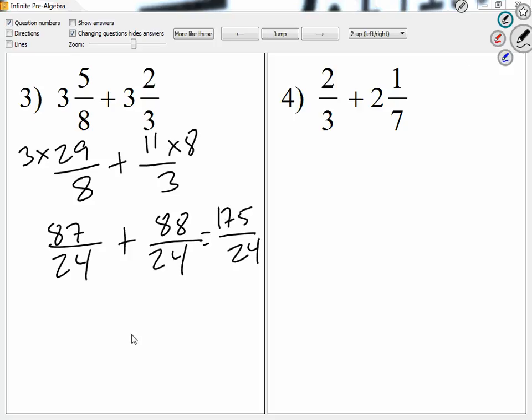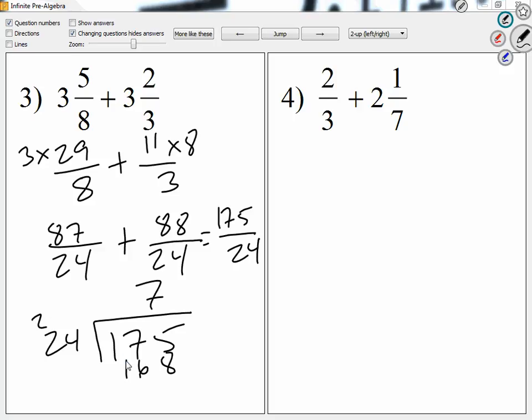Bigger number on top, so we have to divide. 175 divided by 24. How many times does 24 go into 175? 7. 7 times 4 is 28. 7 times 2 is 14 plus 2 is 16. How much is 175 minus 168? 7. So my fraction would be 7 over 24.